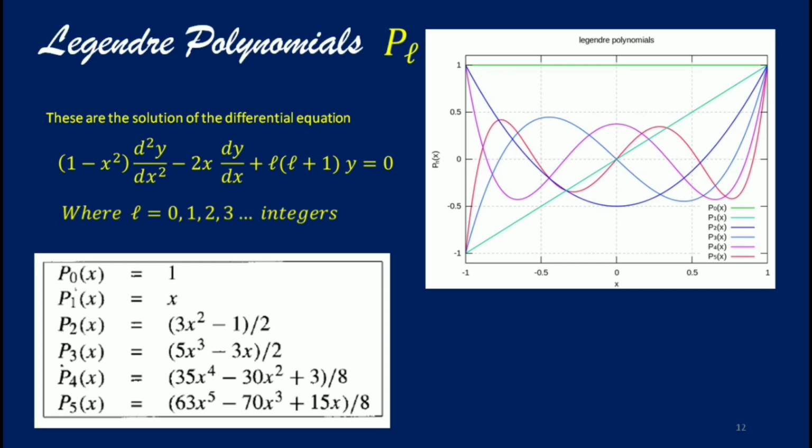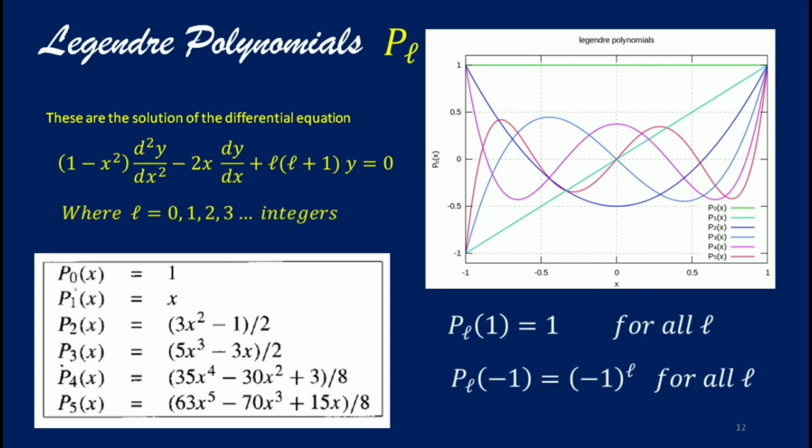P0 of x is equal to 1. You can see in the green line, this is just a straight line parallel to the x-axis. P1 equals x, which is the graph y equals x. P2 of x equals 3x squared minus 1 upon 2. P3 of x equals 5x cubed minus 3x upon 2. But you should remember one thing here: the range and domain of the Legendre polynomial are both negative 1 to 1. So PL of 1 equals 1 for all L, because P0 is 1. And PL of negative 1 equals negative 1 to the power L for all L.